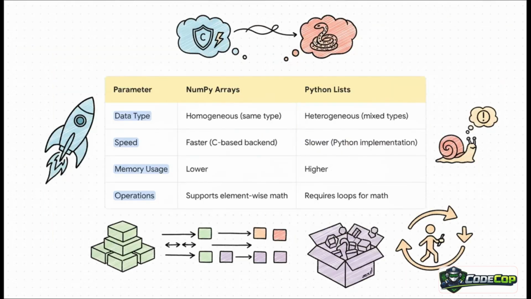This table really lays it all out. See that homogeneous data type for NumPy? That's the secret sauce. Because all the data is the same type, NumPy can perform calculations in super optimized C code, completely bypassing Python's slower, more general-purpose engine. And that right there is what leads to those huge speed gains, way less memory usage, and the ability to do math on your entire dataset at once, without ever writing a slow, clunky for loop.